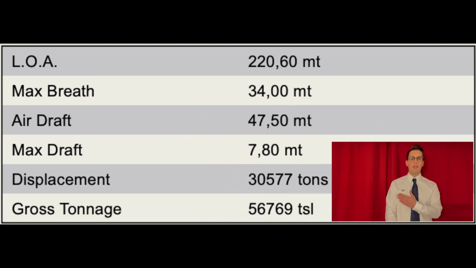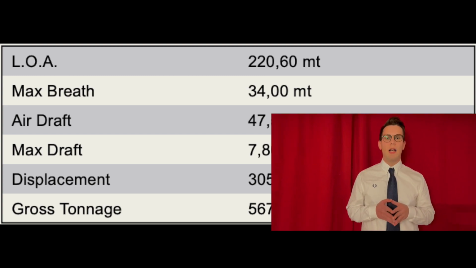Before giving the word to them, I would like to present the scenario on which together we are going to build a discussion. We're supposed to be on a cruise ship with the following characteristics: length overall 220.6 meters, maximum breadth 34 meters, air draft 47.5 meters, maximum draft 7.8 meters, displacement 30,577 tons, gross tonnage about 57,000.